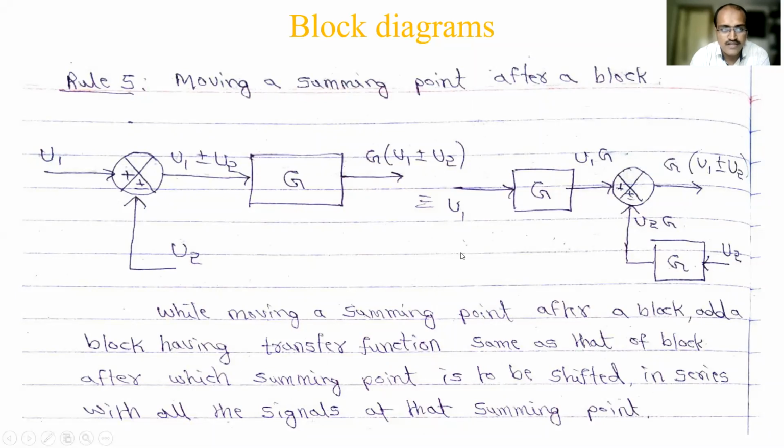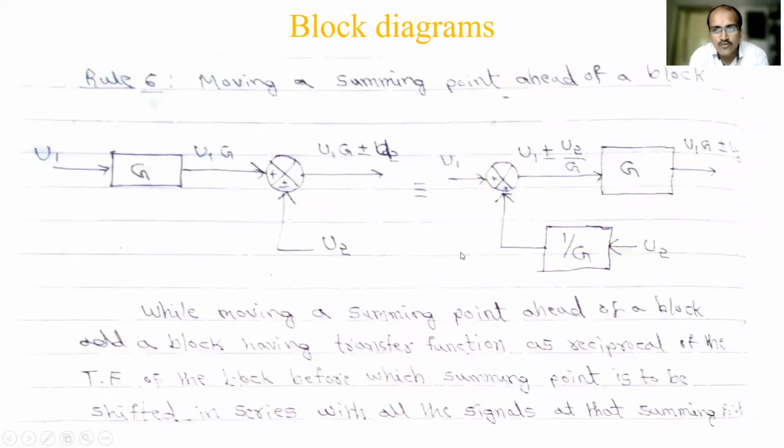Okay. Similarly, rule number 6, moving a summing point ahead of a block. The previous one you have seen was after a block. Now it is ahead of a block. So how is the situation? Now it is like this. So U1G is there, and here the U2 signal is coming. So its addition is U1G plus or minus U2.